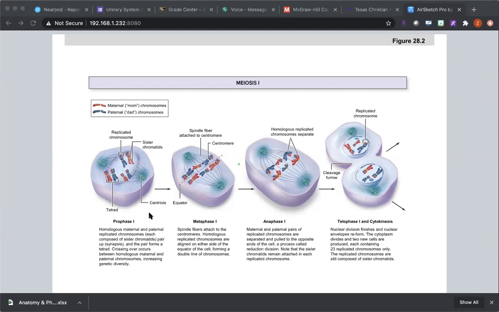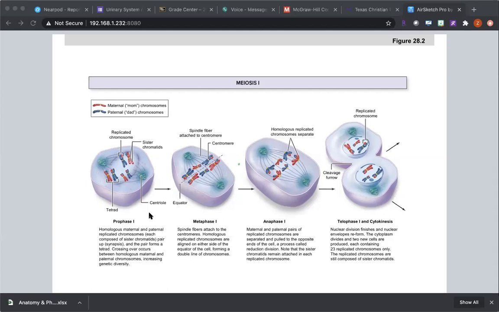Then anaphase comes. Anaphase means we're separating these chromosomes, but we're not separating the sister chromatids. We're just separating the homologous pairs. So one of the homologous pairs goes to one side and the other one goes to the other side. Then telophase 1 and cytokinesis. In telophase 1, you are going to see the nuclear envelope briefly reappear. Chromosomes could relax a little bit, but not for long because we're going to go to the next phase right away. Cytokinesis will finish the division of the cytoplasm here.